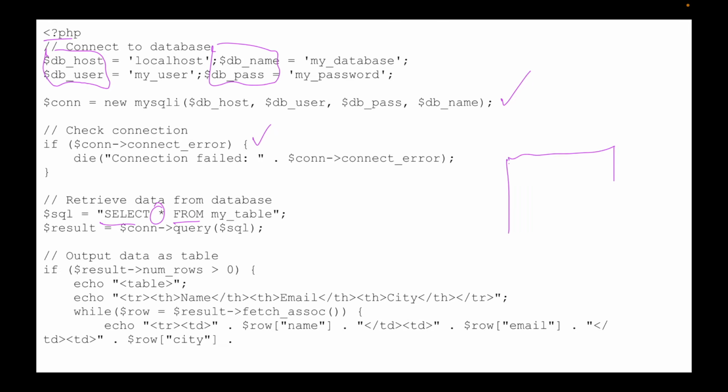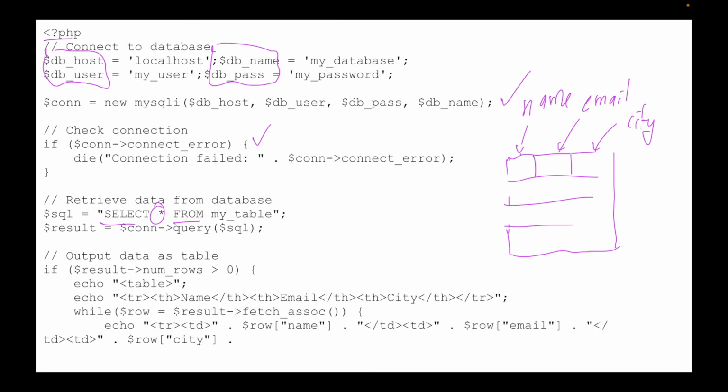So we've got my table and we've got some basic columns. Where we had name, I think it was email, and I want to say city. Okay. And we have different records. So we have different rows in that particular table in our database called my database. Remember, this table is called my table.